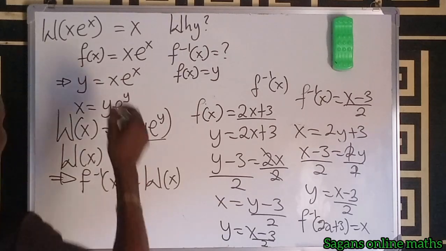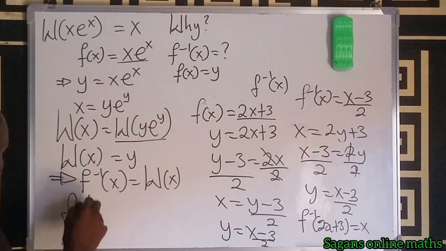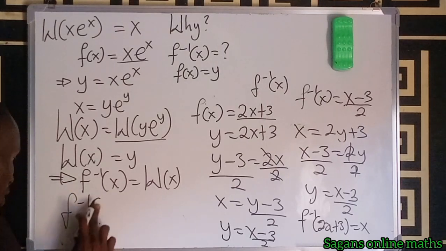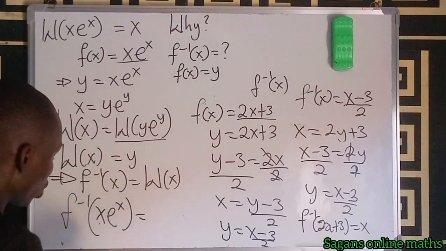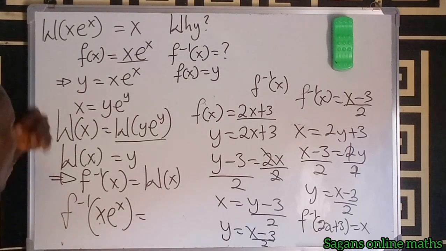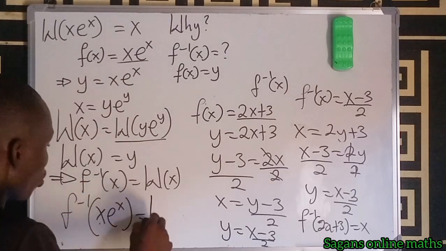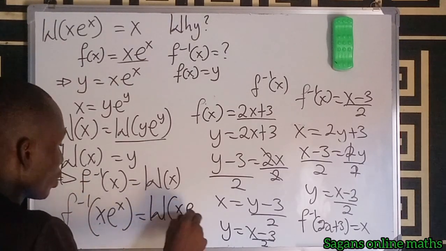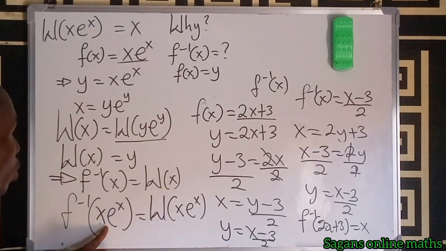At this point, let's substitute the original function, which is s multiplied by e to x. So the inverse function of the original function, which is s multiplied by e to s, is equal to what? Remember that whenever I substitute the original function into the inverse function, it gives us s. So the w function of s multiplied by e to x. As you can see, you're having s, so you substitute your inverse function.